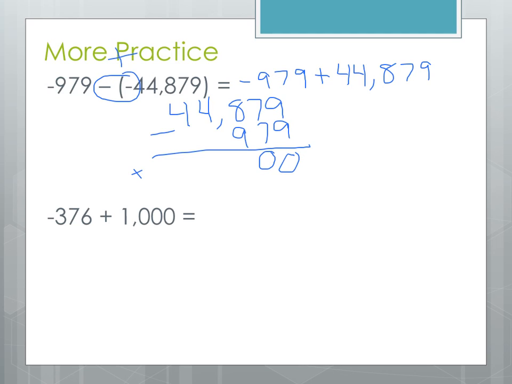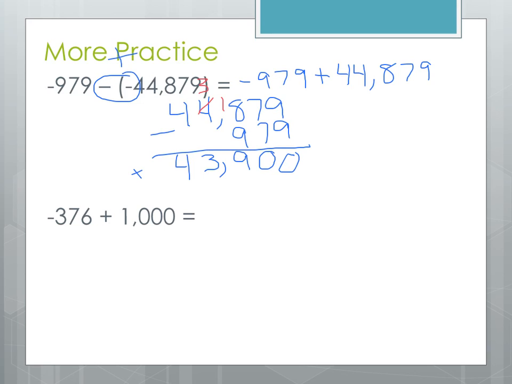We can't do 8 minus 9 because 8 is smaller than 9, so we're going to have to borrow again. We borrow from the 4, and it becomes a 3, and then the 8 becomes an 18. We can do 18 minus 9, that's going to be 9. Moving over to the thousands place, 3 minus nothing is going to be 3, and then 4 minus nothing is going to be 4. So our answer here is going to be 43,900.